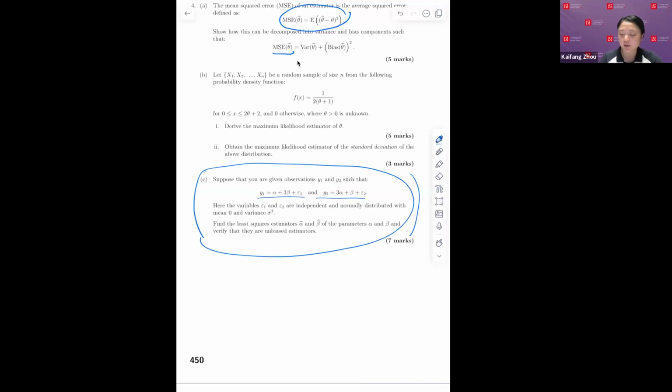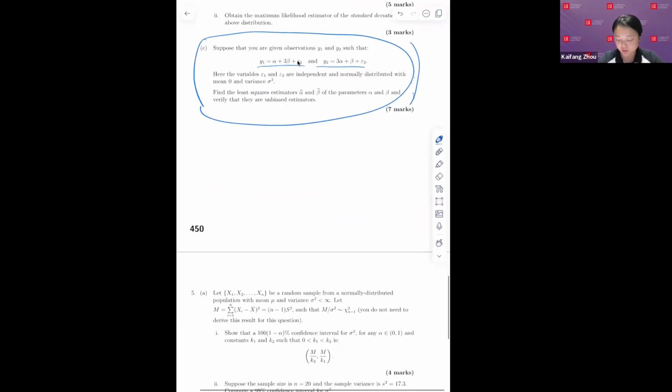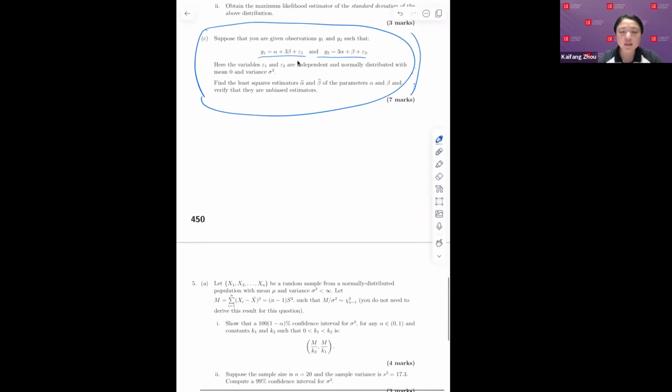One of the example questions you can check out is this question. For this question, it's not the typical exam style question that will come out for the linear regression model. Later I will come back to the linear regression chapter.